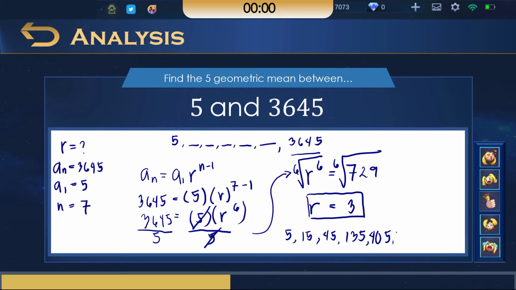Times 3, we have 1,215. And times 3, we have 3,645. And as you can see here, we could get the given 5 geometric means, which are 15, 45, 135, 405, and 1,215. Okay, those are considered the 5 geometric means of this sequence.